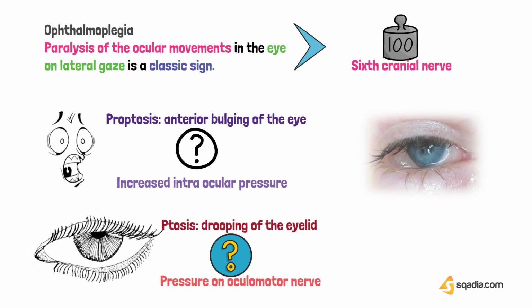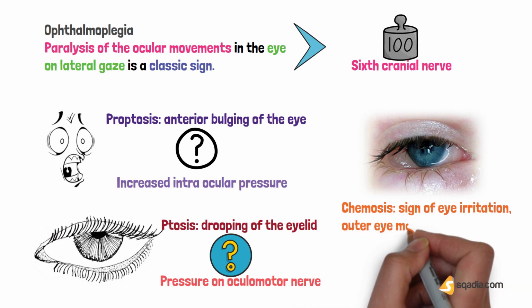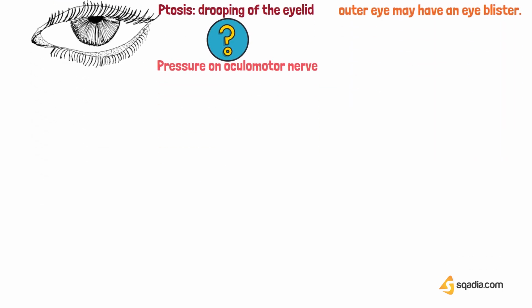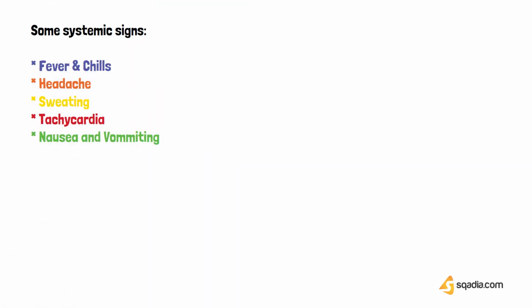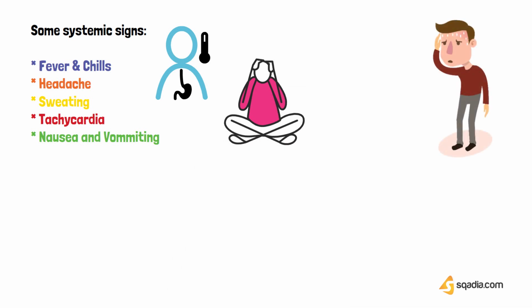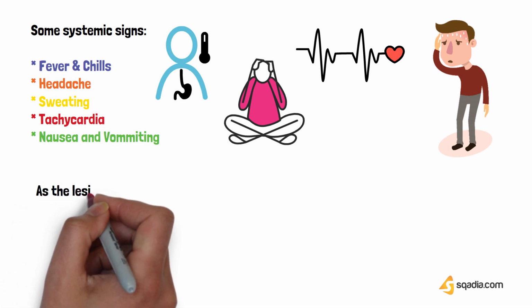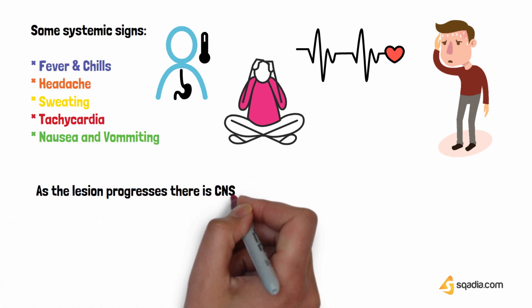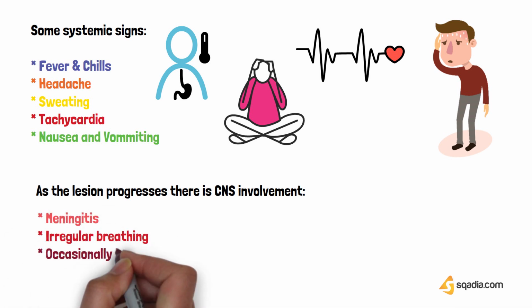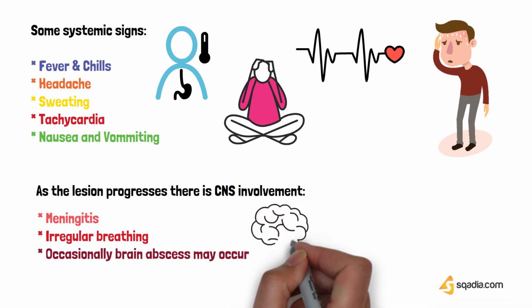There also may be chemosis. This is an irritation of the eye, and sometimes there may be a blister on the bottom of the eye. Some of the systemic signs include fever and chills, headache, sweating, tachycardia, meaning an increased heart rate, nausea, and vomiting. If the disease progresses, there may be central nervous system involvement, and a complication may occur, usually meningitis, irregular breathing, or a brain abscess.